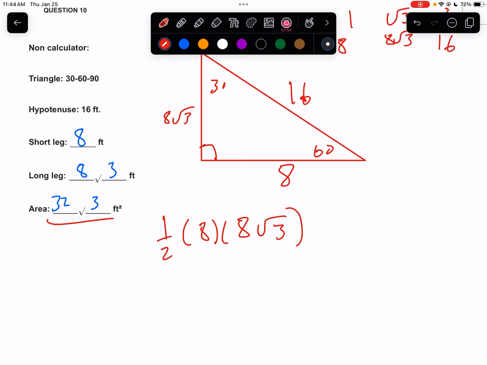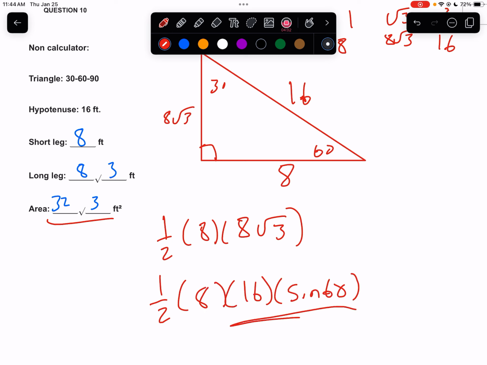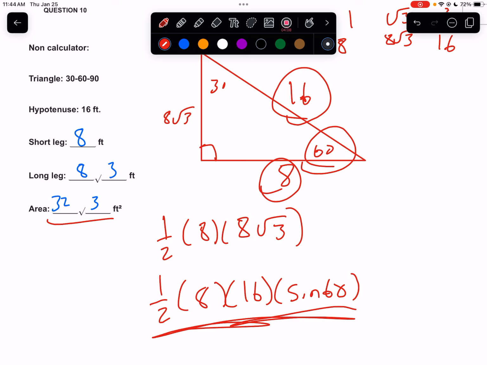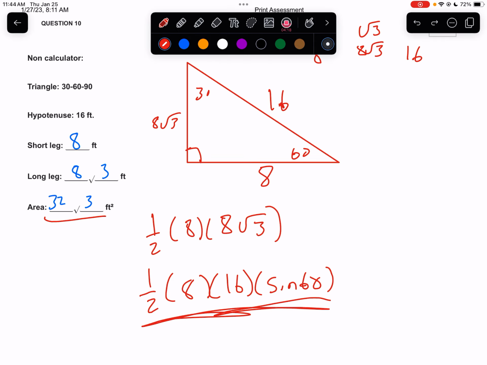I don't know if this is going to confuse you, but could you have done like 1/2 times 8 times 16 times sine 60? Could you have done that? Yeah. Remember, it's 1/2 times side times the sine of the angle in between them. That is an alternate formula. You're going to get the same answer, right? Because, you know, sine 60 is root 3 over 2. It's going to work out the same.